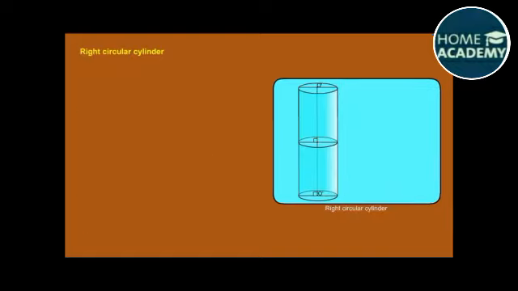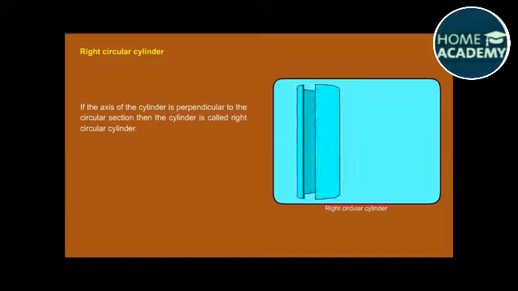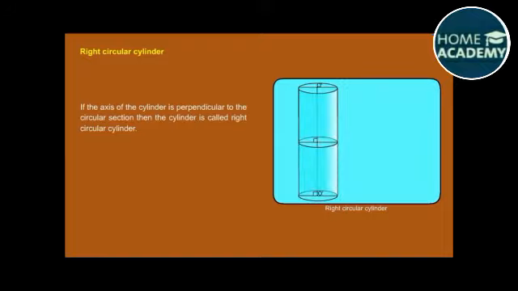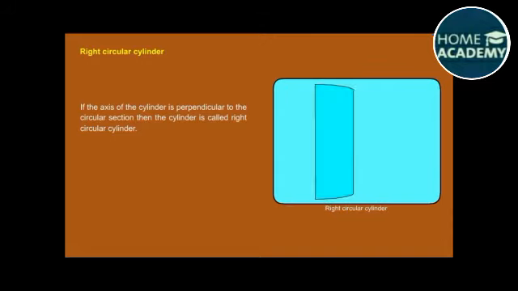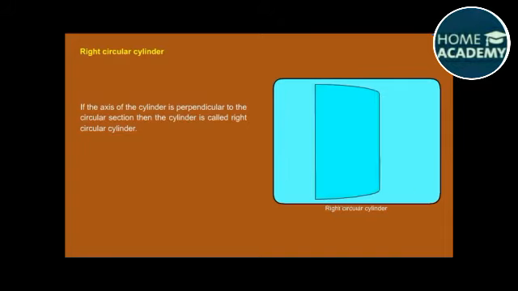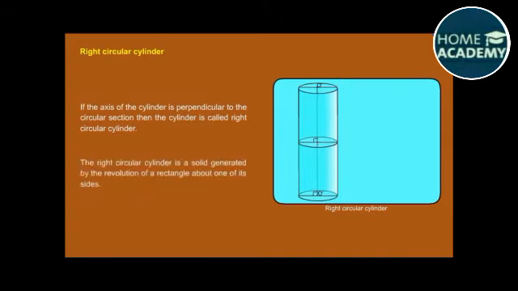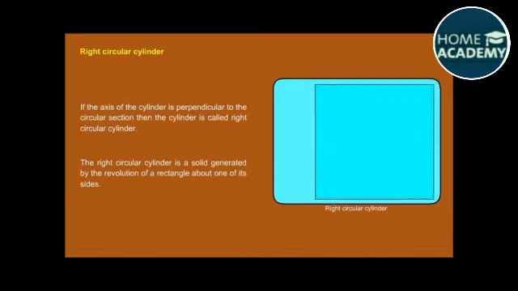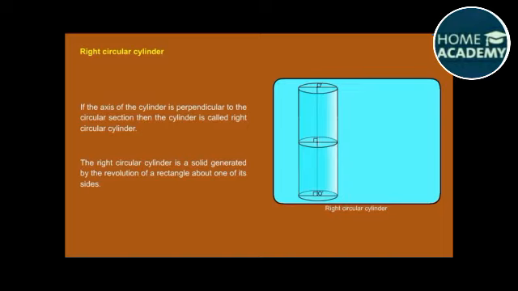Right circular cylinder. If the axis of the cylinder is perpendicular to the circular section, then the cylinder is called a right circular cylinder. The right circular cylinder is a solid generated by the revolution of a rectangle about one of its sides.